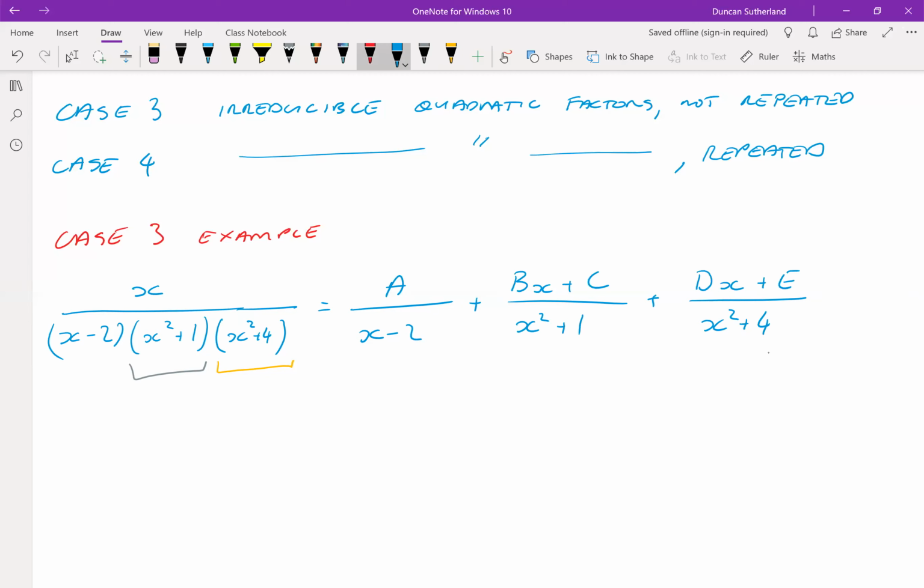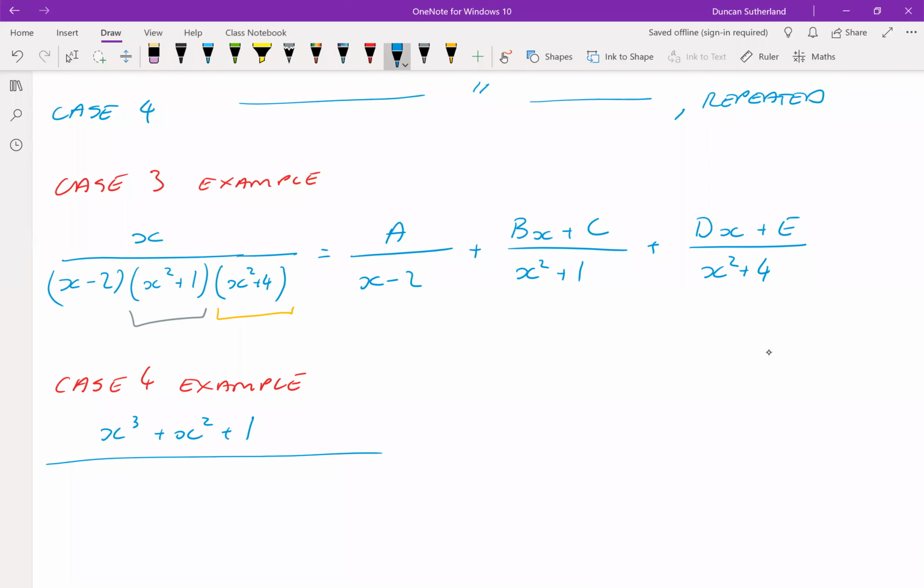So, an example of case 4, where you have a repeated irreducible quadratic factor. I've got, as my example, so they're nice linear factors. That's an irreducible quadratic factor. It doesn't just have to have an x squared term in it. It can also include an x term as well.